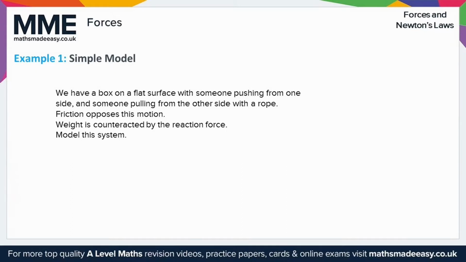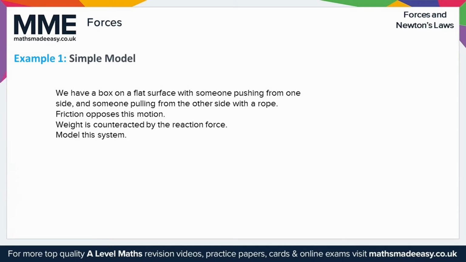So we have a box on a flat surface with someone pushing from one side and someone pulling from the other side of a rope. Pushing and pulling normally go in opposite directions, but if they're on opposite sides, they'll actually be going in the same direction. Friction opposes this motion, weight is counteracted by the reaction force. Model this system.